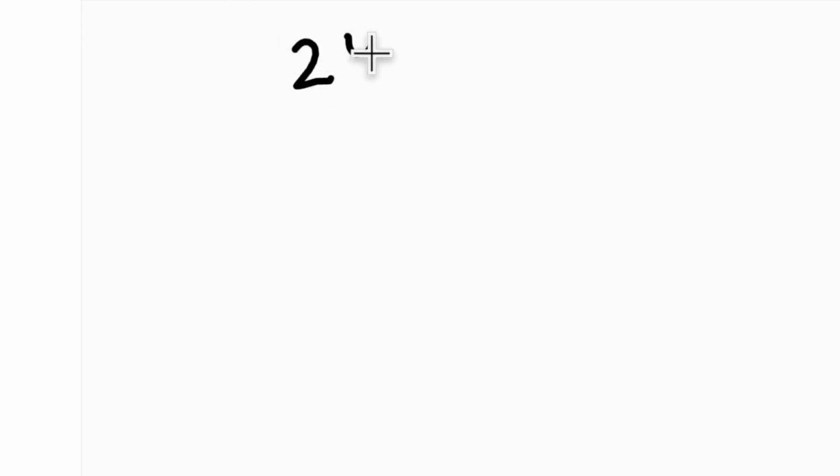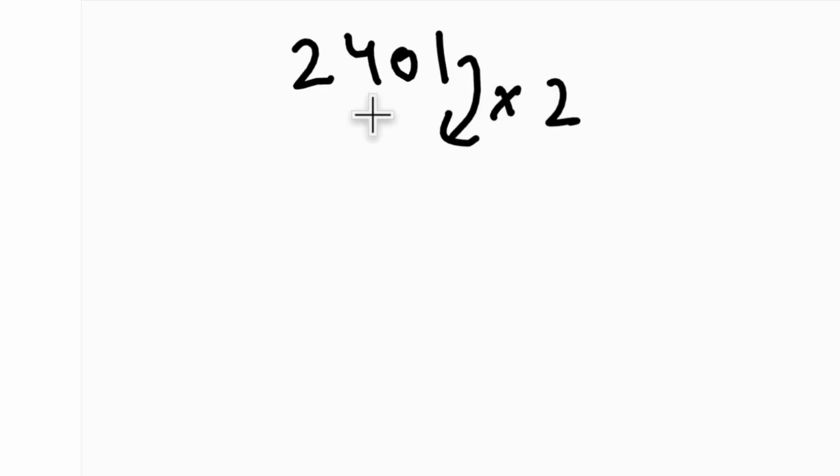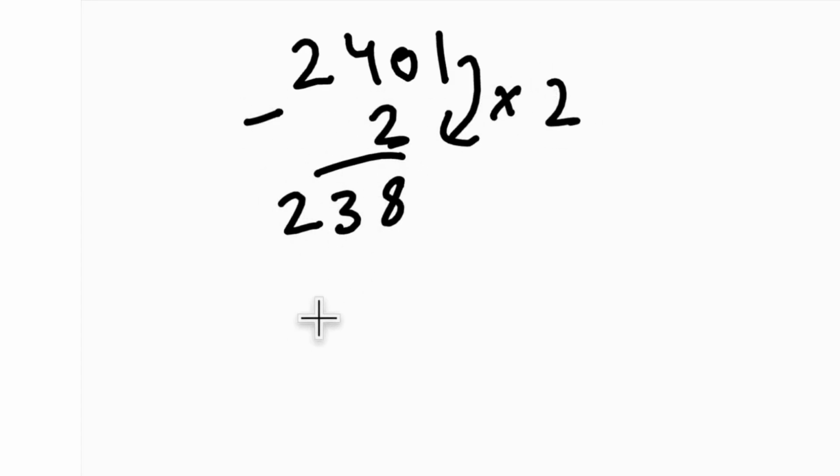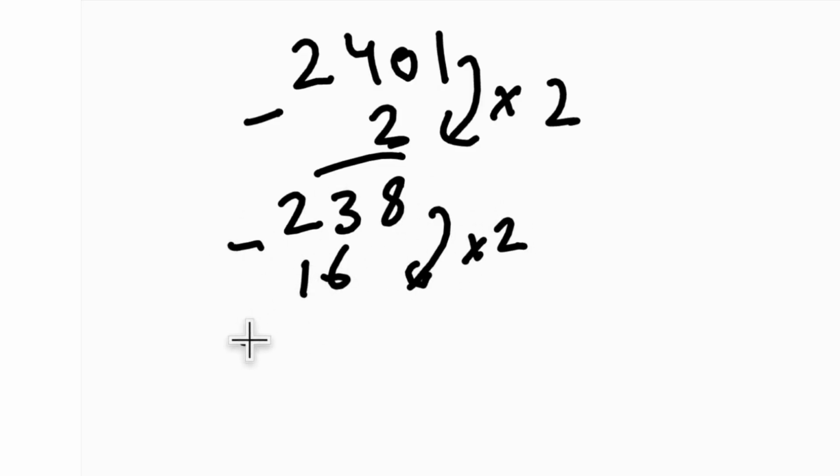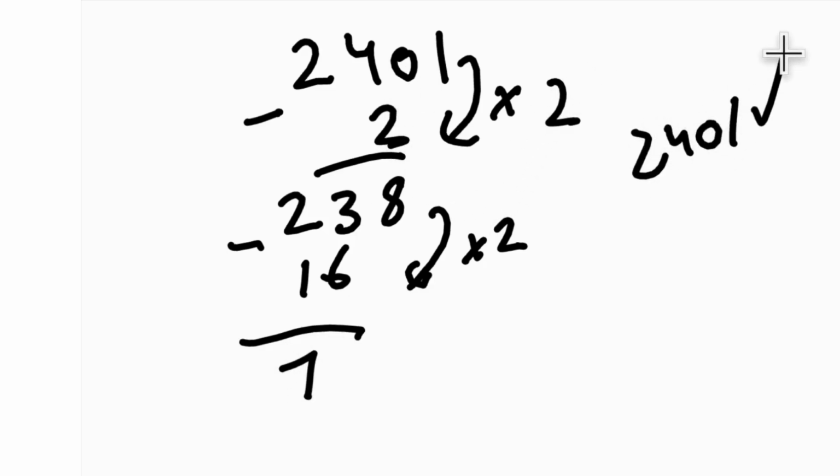One more case that you might see. So let's take the number 2401. Okay, so let's multiply the 1 by 2. Okay, so 240 minus 2 is equal to 238. But we still don't know if this is divisible by 7. So we can do it again. 8 times 2 is 16. 23 minus 16 is equal to 7. So we know that 2401 is divisible by 7. And you can repeat this method as many times as you need to.